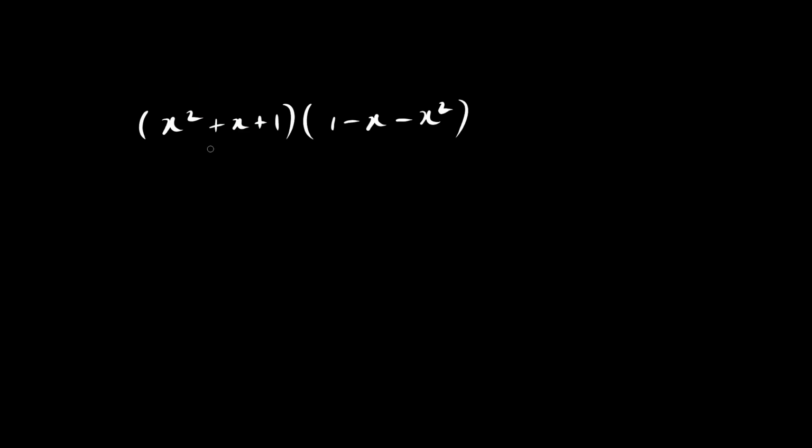Let's try this larger question. A trinomial times a trinomial. We start with you feeding the dog, cat, and fish. X squared times 1 is x squared. We have minus x cubed. We have minus x to the 4. And now it's your friend's turn.